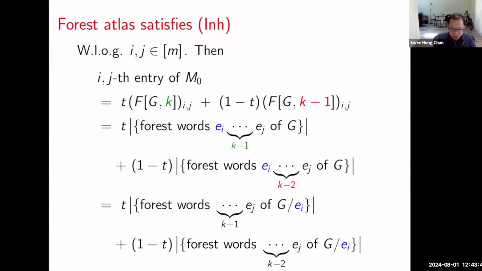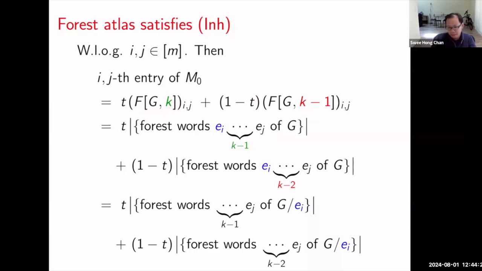The ij entry of M_0 is, by the definition of the forest matrix, equal to t times the ij entry of F_G,k plus (1 minus t) times the ij entry of F_G,k-1. Then by the definition of forest word, this is equal to forest words of this form, starting with e_i and ending with e_j. The first one will be a word of length k minus 1, and the second one will be of length k minus 2 because of the difference in this index.